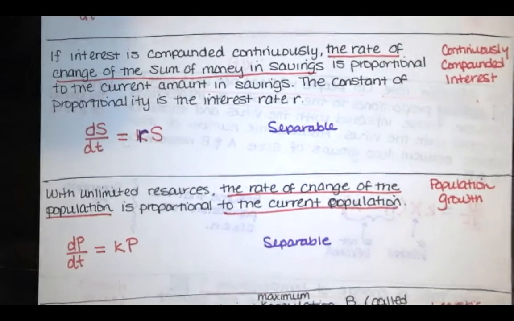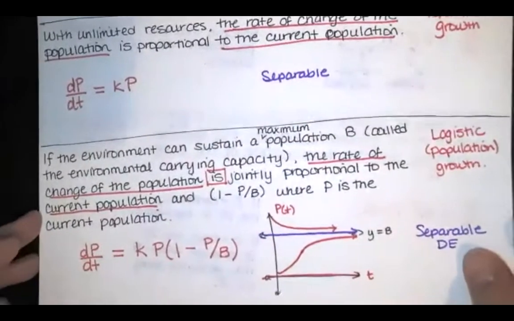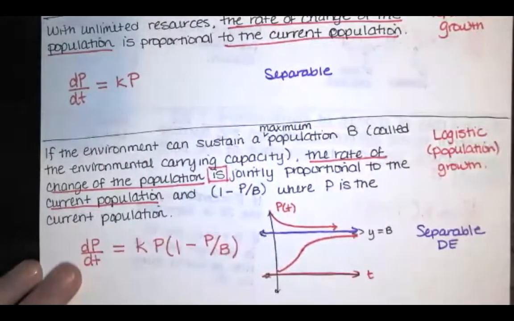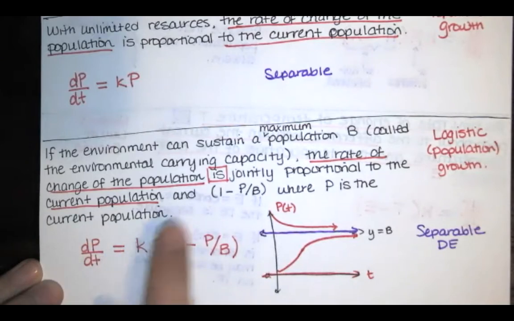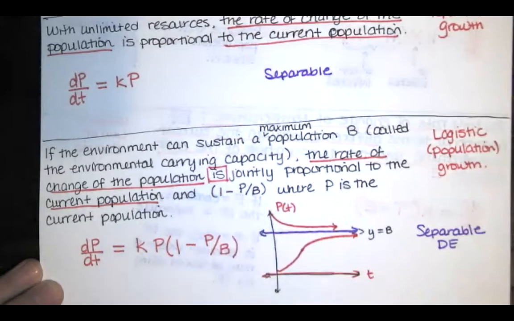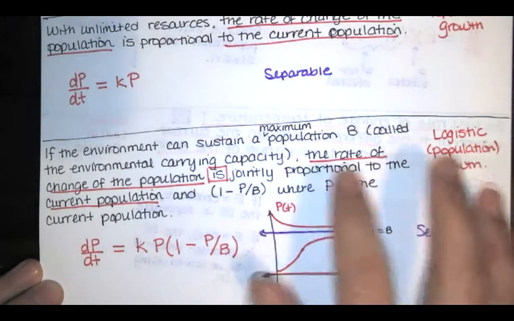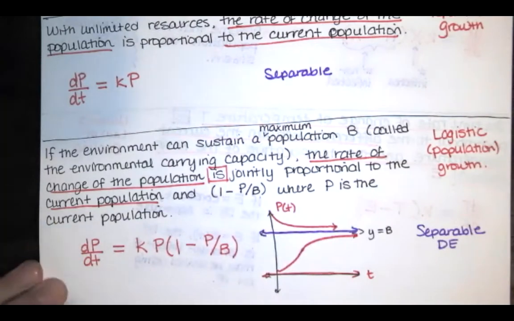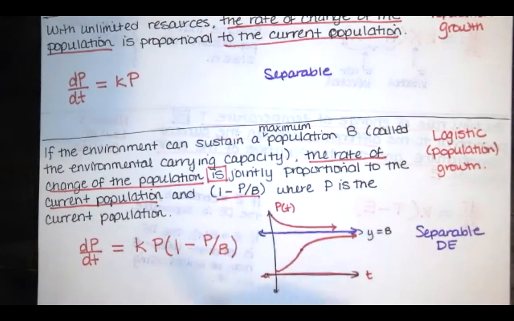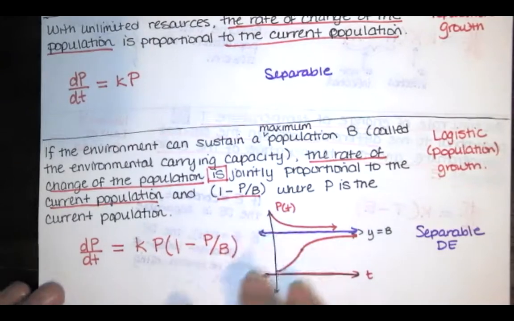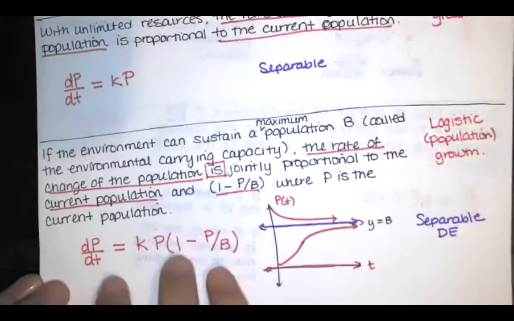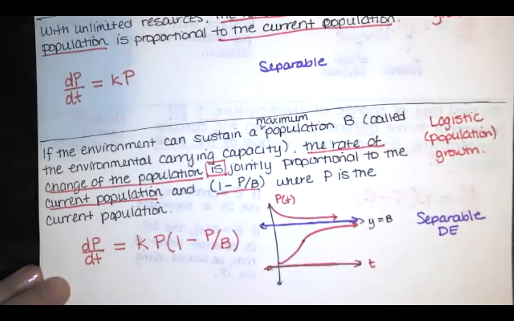Now, this model is important enough that I wanted to show it to you as well. It says if the environment can sustain a maximum population B, and we call that population the environmental carrying capacity, the rate of change of the population, that's dP/dt, is jointly proportional. So that means it's going to be a constant times a product: proportional to the current population, so that's P, and 1 minus P over B, where P is the current population. So we get this.